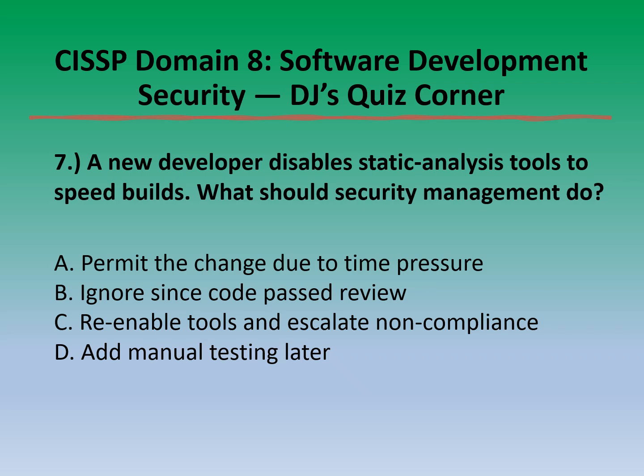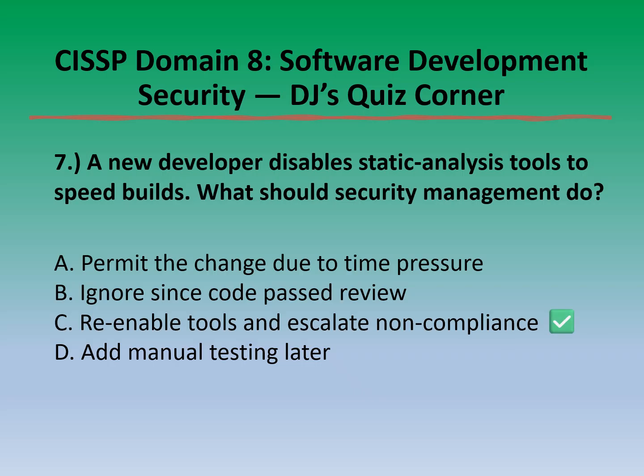Question 7. A new developer disables static analysis tools to speed builds. What should security management do? A. Permit the change due to time pressure. B. Ignore since code passed review. C. Re-enable tools and escalate noncompliance. D. Add manual testing later.